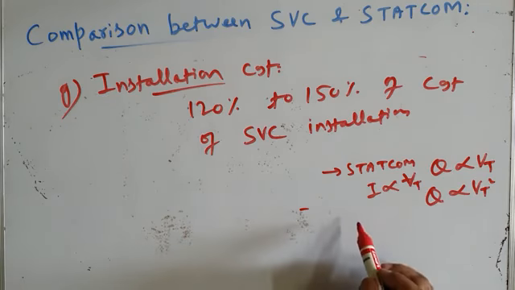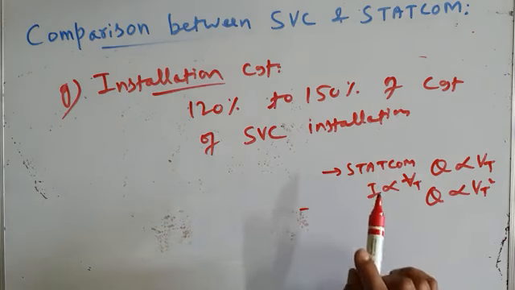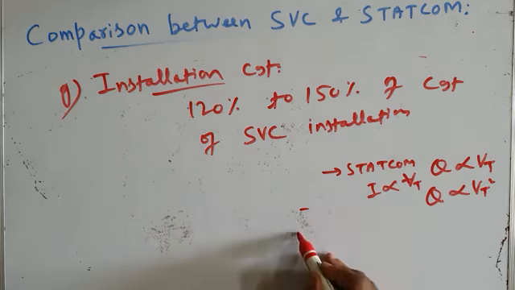Second is transient stability improvement. Because STATCOM has the ability of maintaining the current constant, and it provides more effective compensation, the transient stability improvement provided by STATCOM is better than that of SVC, so that for the same transient stability improvement, the cost or the rating of STATCOM is less than that of SVC. So this also goes in favor of STATCOM.